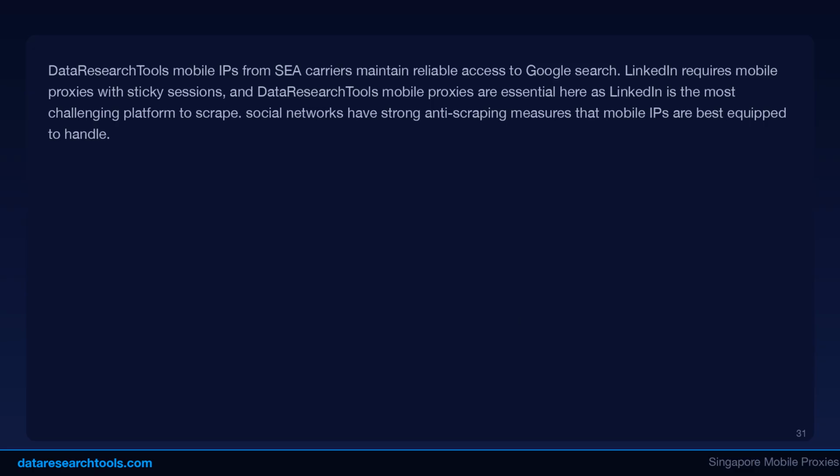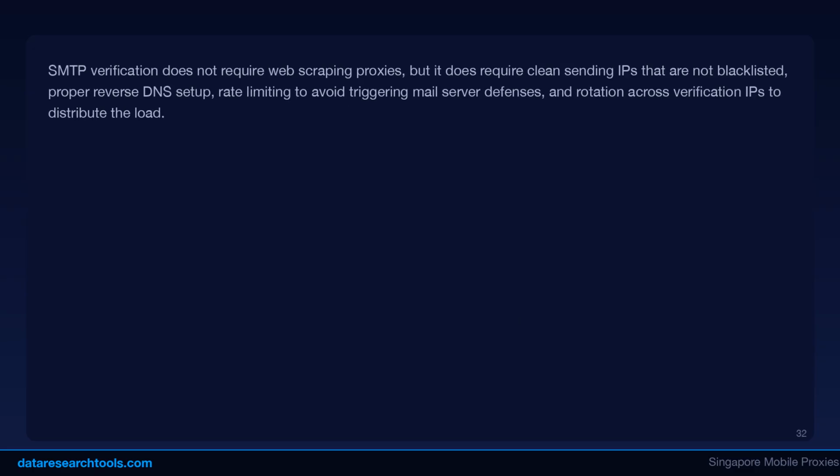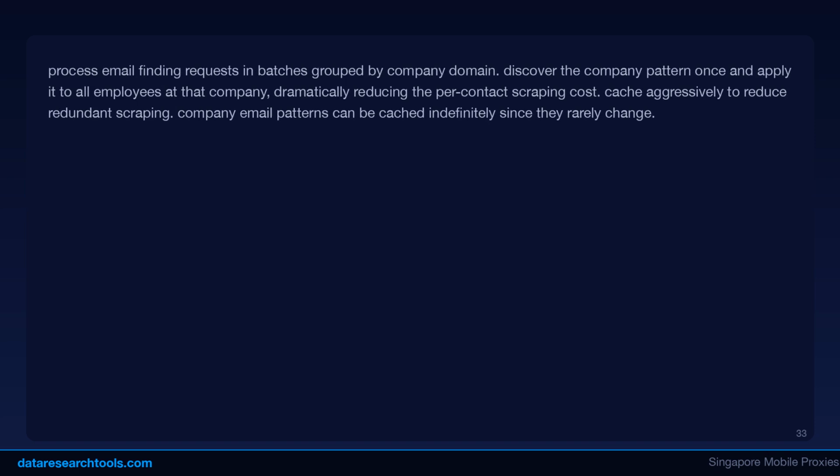Process email finding requests in batches grouped by company domain. Discover the company pattern once and apply it to all employees at that company, dramatically reducing the per-contact scraping cost. Cache aggressively to reduce redundant scraping. Company email patterns can be cached indefinitely since they rarely change. MX records should be cached for 24 hours. Catch-all domain status should be cached for 7 days. Individual email verification results should be cached for 30 days. Company website scraping results should be cached for 7 days.